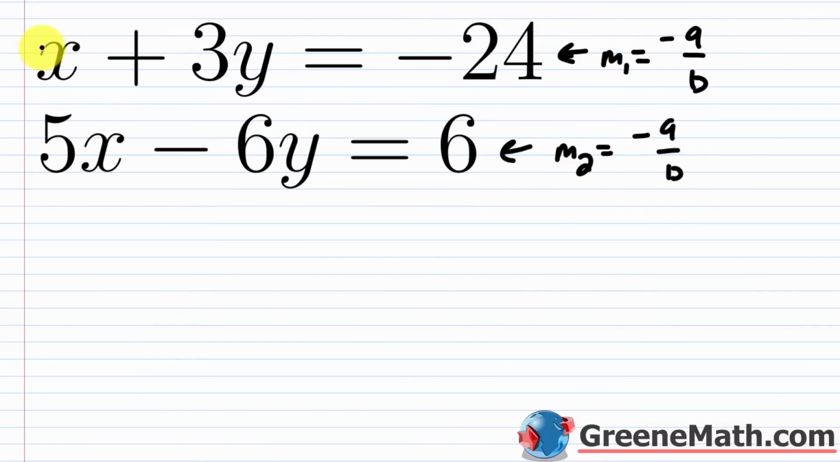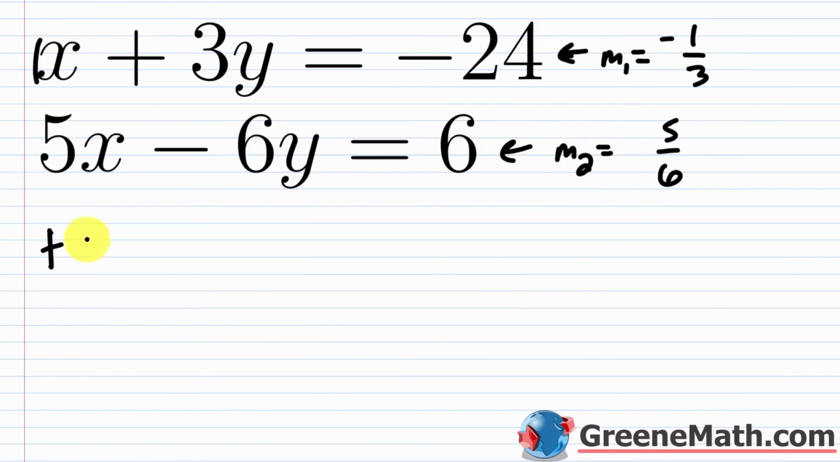So for this one, a is 1. So this is -1 over b is going to be 3. So -1/3 for the slope there. Then here, a is 5. So this is -5. And b is -6. So this is -6. Of course, a negative over a negative is a positive. So this is 5 over 6.